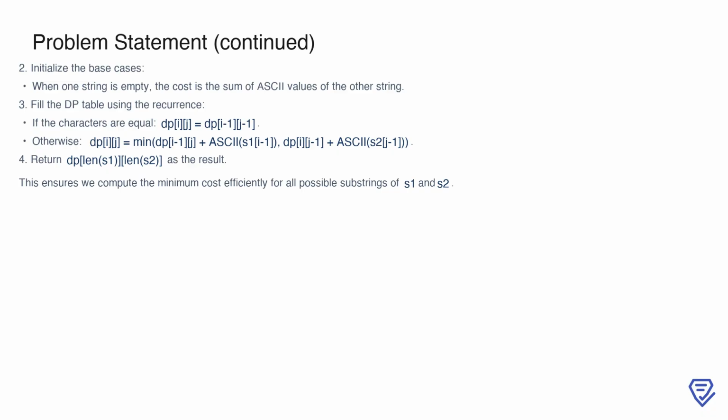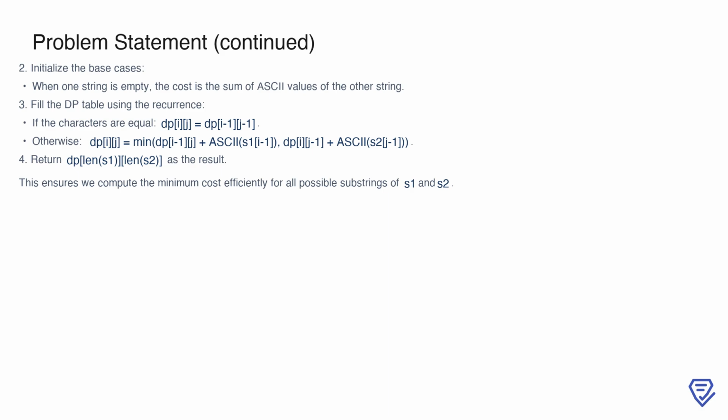To implement the solution, we start by defining a DP table with dimensions len(S1) + 1 by len(S2) + 1. The base cases are initialized such that if one string is empty, the cost equals the sum of ASCII values of the other string. Then, we fill the DP table using the recurrence relation.